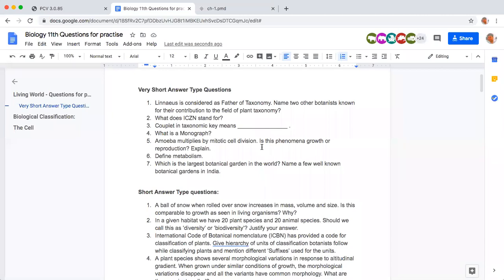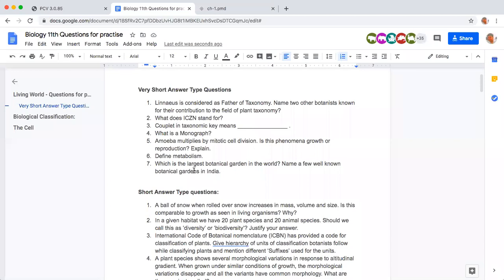Okay. 3 lessons are there for the test: living world, biological classification, and the cell. Okay, so now we start discussing the answers for this particular thing. The next week you have a term test: maths, physics, chemistry, biology. That is the order. You please start preparing for the same.